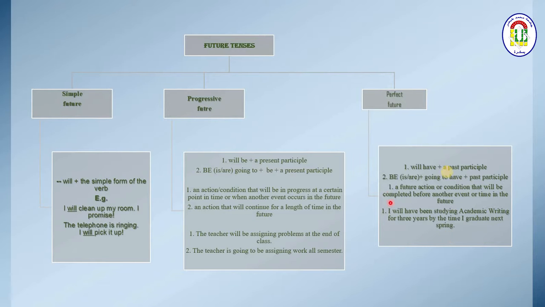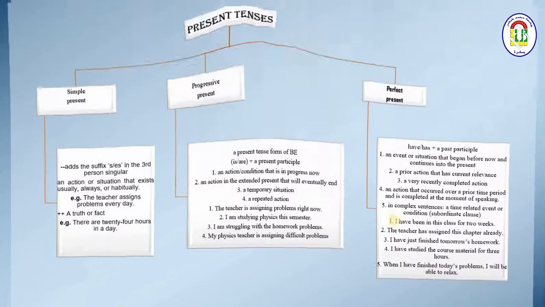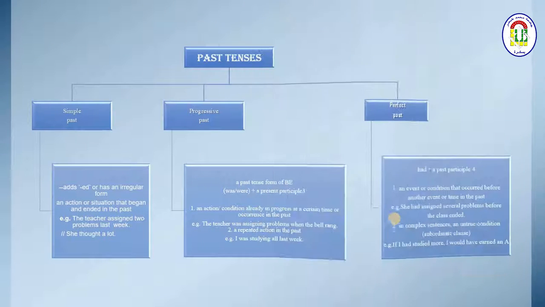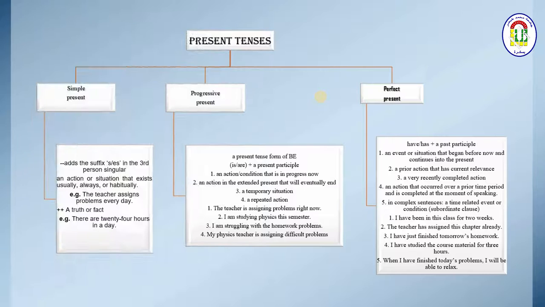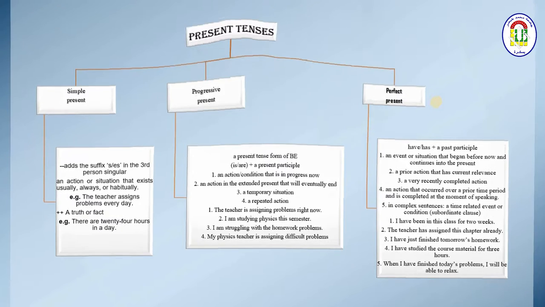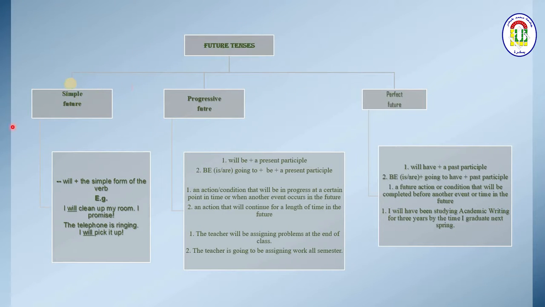perfect future tense. So what we have seen till now: the past tenses, the simple past, the progressive past, and the perfect past. For the present tenses, we have seen the simple present, the progressive present, and the perfect present. And for the future, we have seen simple future, progressive future, and the perfect future. So these are normally the different tenses of the verbs in English. And this is not the end. We have something else to see.